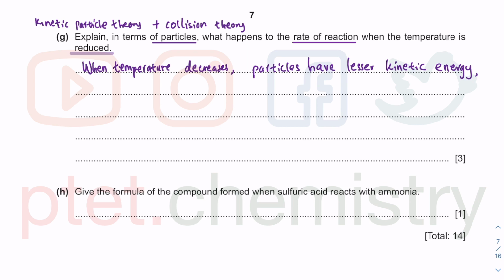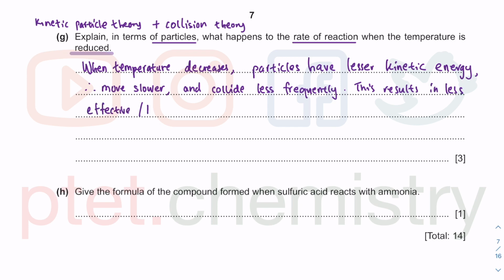When particles have lesser kinetic energy, therefore, they move slower, and also they will collide less frequently. This is about the collision theory. So when they collide less frequently, this results in less successful collisions, or less effective collisions. So therefore, overall rate of reaction would decrease. The reaction slows down.